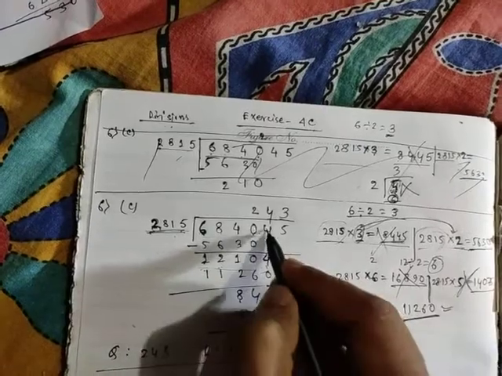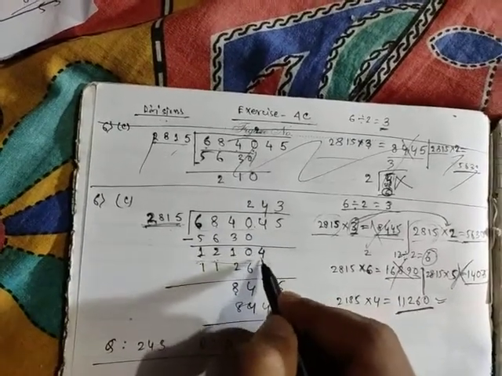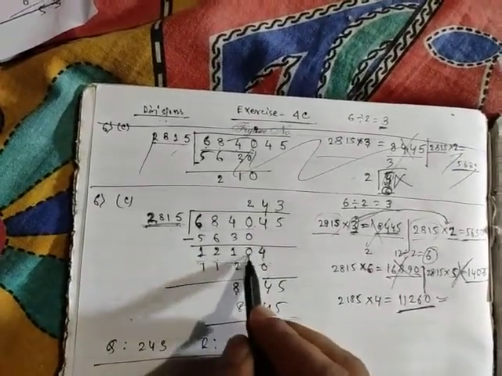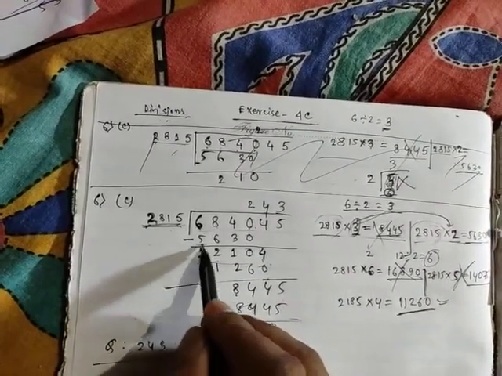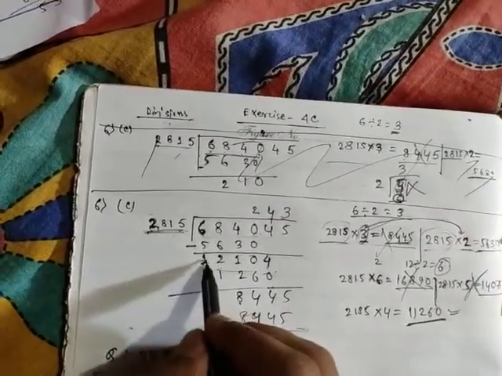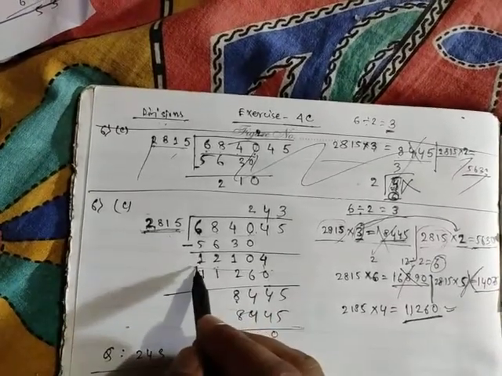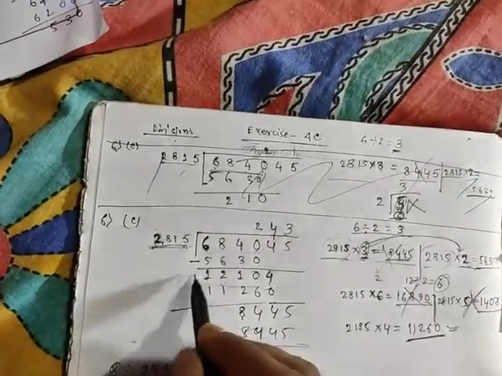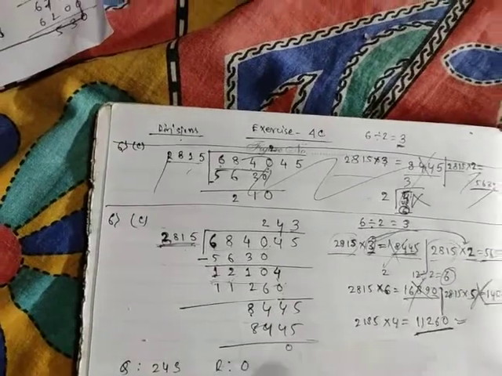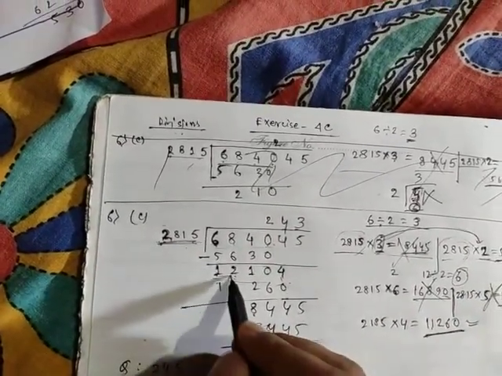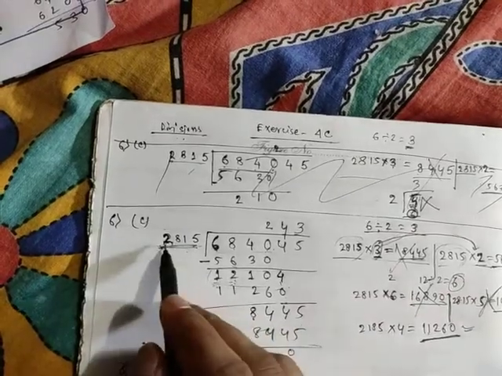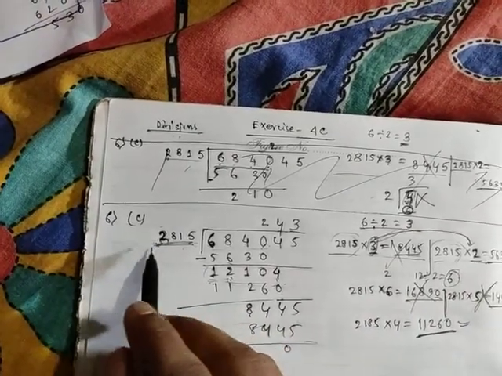Now bring down only one digit. 4 will come, now 12104. Now the first digit here is 1 and there is 2. 1 is not divisible by 2, so here we take 2 digits. When one digit is not divisible, we take 2 digits. Here 2 digits means 12. 12 is divisible by 2 with 6.